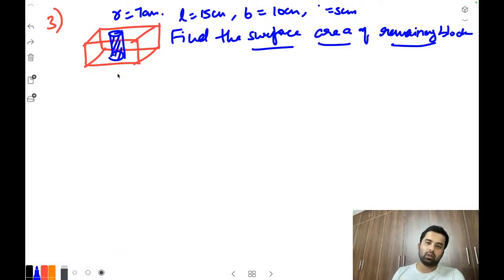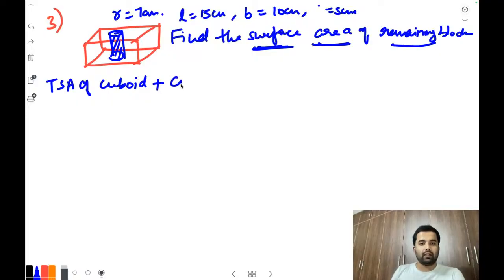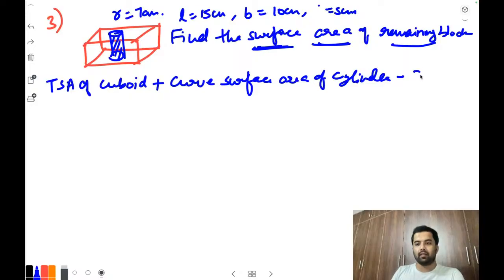First thing we have to apply, surface area of the remaining block, right? So first thing what we can do here, TSA of cuboid, which means total surface area of cuboid. Second thing what we can do, plus curved surface area of cylinder, minus 2 into area of circle.